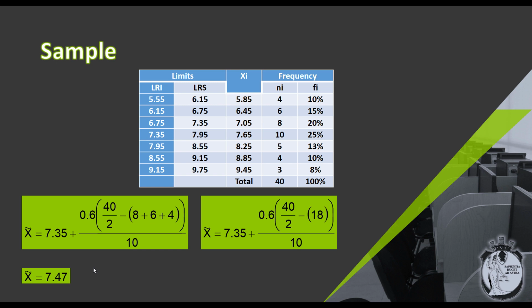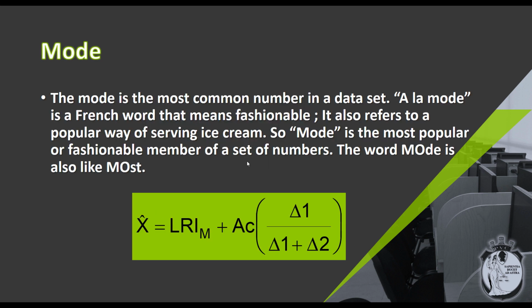Now the last one is the mode. The mode is the most common number. In some cases you can refer to the mode as the fashion. So remember, the mode is the most common number in a data set.